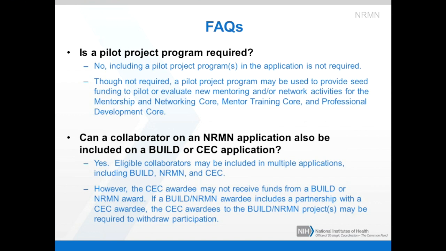This is another very popular question lately. Can a collaborator on an NRMN application also be included on a BUILD or CEC application? Yes. Eligible collaborators may be included in multiple applications, including BUILD, NRMN, and the CEC application. However, and this is what's important to remember, the CEC awardee may not receive funds from a BUILD or NRMN award. So that means if a BUILD or NRMN awardee includes a partnership with what becomes a CEC awardee, the CEC awardee or participants to those projects may be required to withdraw participation.